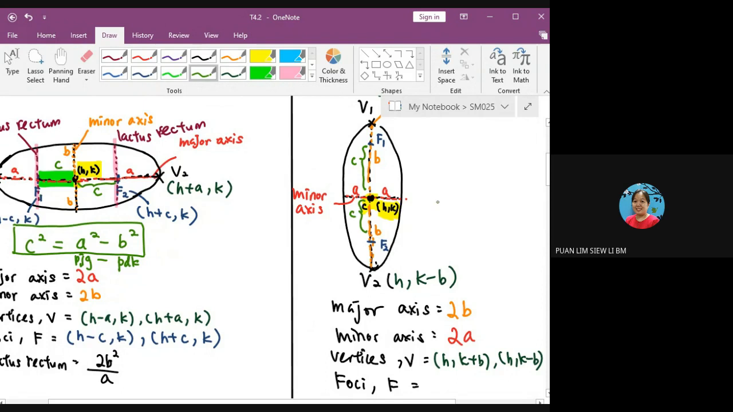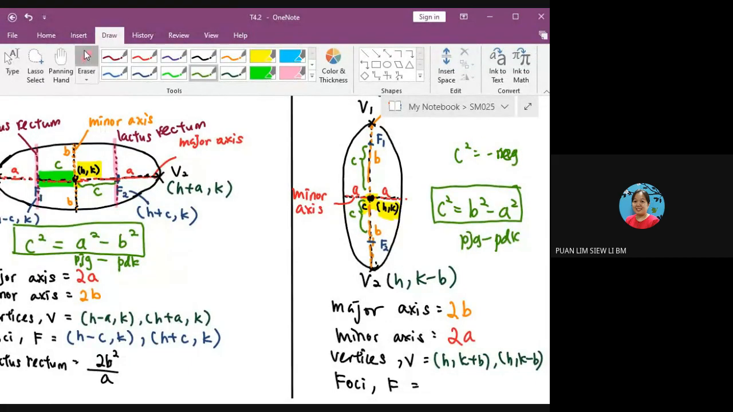So how to find the length of C? Just now you take A square minus B square. So now we'll take B square minus A square. The concept will be yang panjang tolak yang pendek. You takkan ambil yang pendek tolak yang panjang. Negative. Nanti C square negative answer. How you going to find? How you square root your negative? Invalid. So this is logic only.